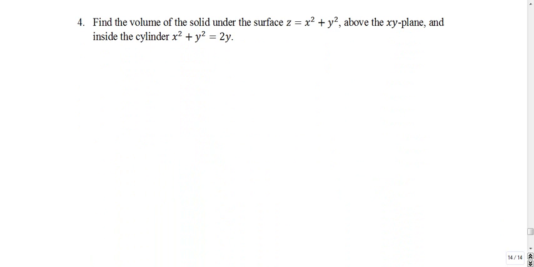Find the volume of the solid under the surface z equals x squared plus y squared, above the xy plane and inside the cylinder x squared plus y squared equals 2y. Isn't that beautiful?